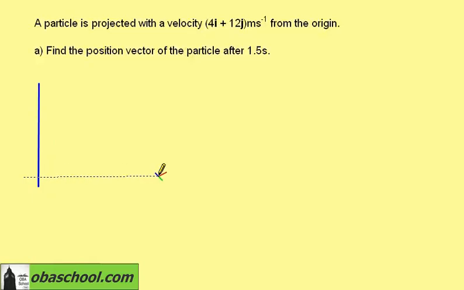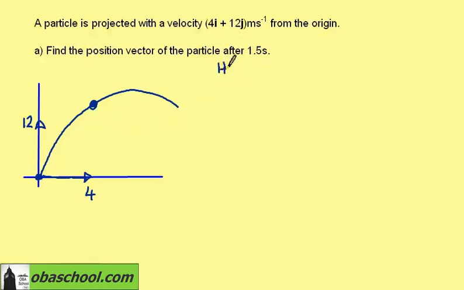We'll draw some axes, and the particle is projected from the origin. The horizontal component of velocity is 4, and the vertical component of velocity is 12. The particle will follow a path like this, and after 1.5 seconds it may be at this point. We want the position vector of this point.